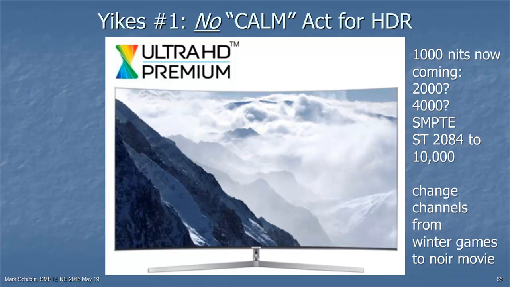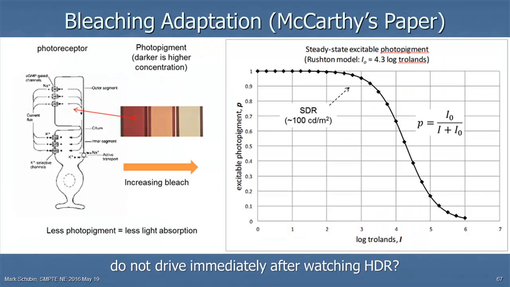And why is it a yikes? Well, 1,000 nits now, coming maybe 2,000 nits, 4,000 nits. Dolby's already been showing stuff on the Pulsar monitor. That's a 4,000 nit monitor. SMPTE ST2084, as you saw before, goes out to 10,000 nits. So what happens if you're watching the Winter Games and it's all skiing or ice skating or something like that, and then you decide to change channels and watch a noir movie? And this adaptation stuff can take minutes. You're hearing people talking about VR before. So here's bleaching adaptation from Sean McCarthy's paper. So maybe do not drive immediately after watching HDR.